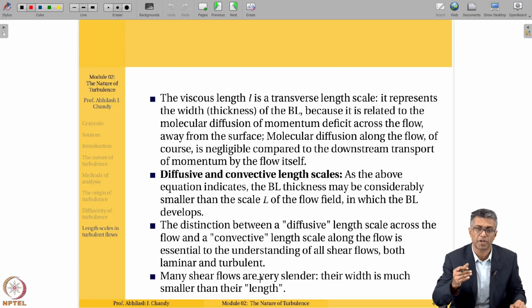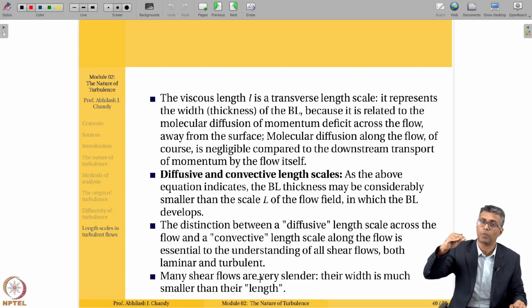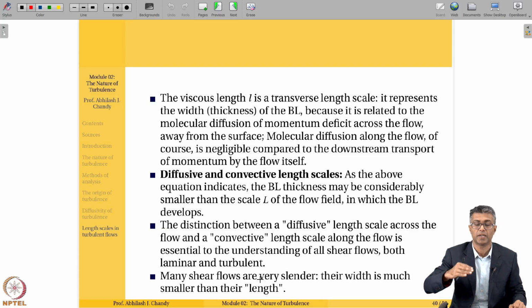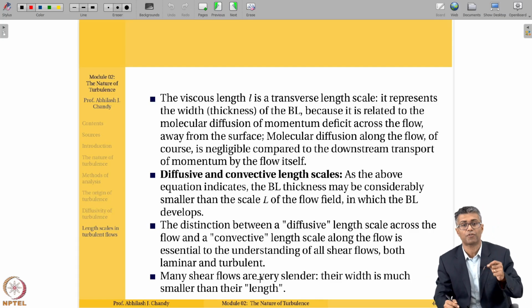Why do I say it is a momentum deficit? Because the velocity is zero at the plate and it keeps increasing as you go away from the plate, which means there is a deficit of momentum as you get closer and closer to the plate. So that is what we are talking about: this diffusion of momentum away from the surface.